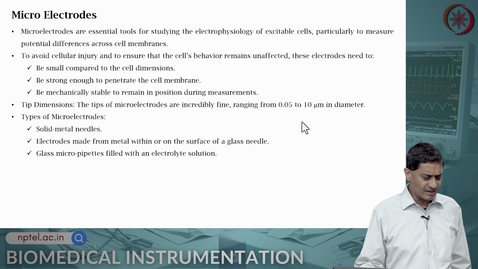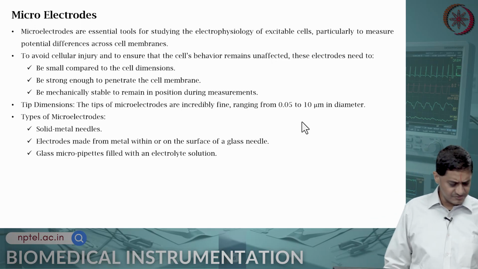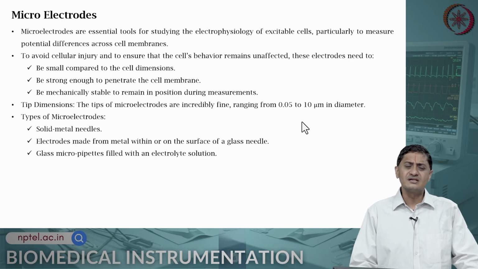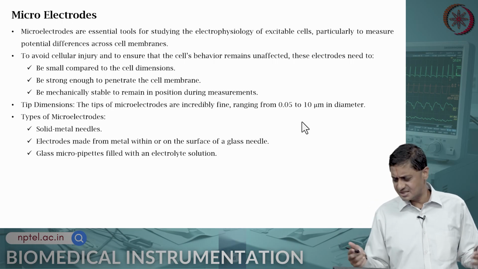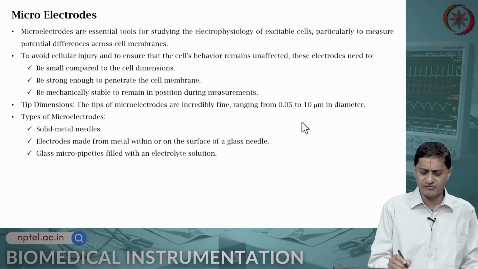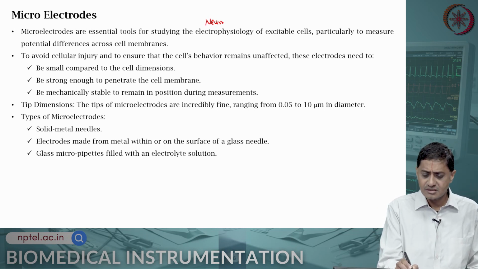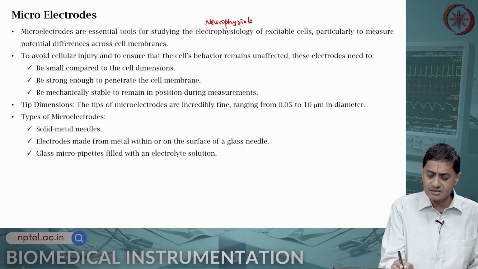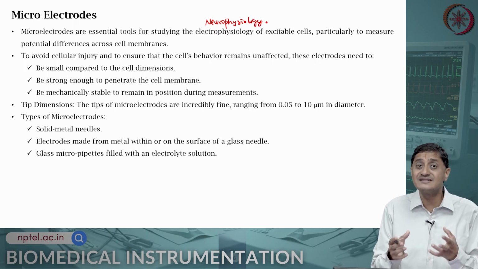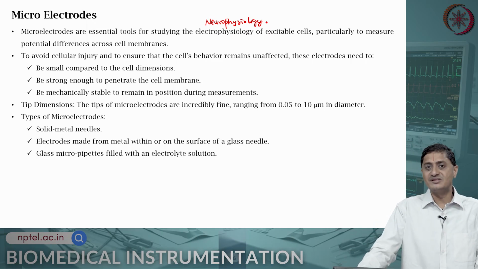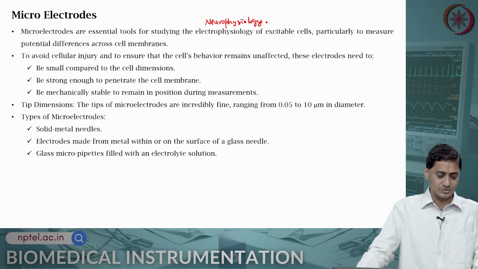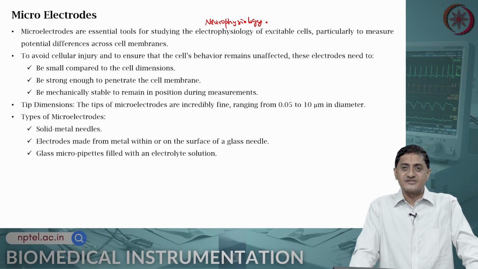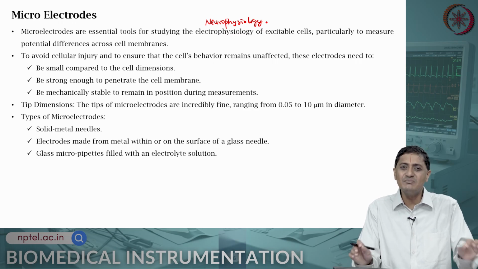So, what is our interest? Why do we need this? We need this because we are interested in studying electrophysiology of excitable cells. Essentially, this is the foundational pillar for modern neurophysiology. So, if I am interested in making intracellular recordings from within neurons, then this is an indispensable tool for studying electrophysiology of excitable cells or neurophysiological recordings, intracellular recordings, particularly to measure potential differences across cell membranes at the level of cells.